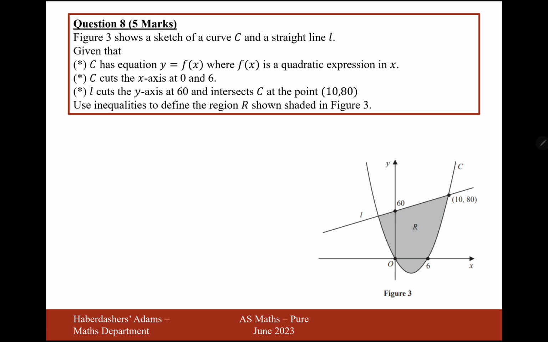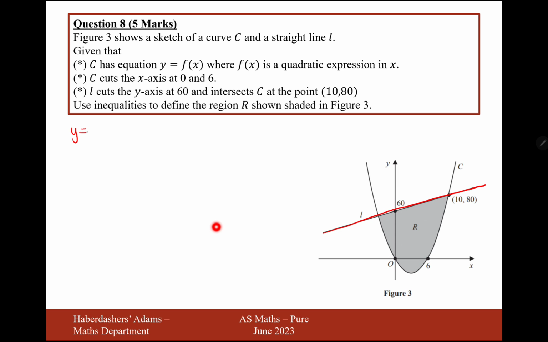So what we need to be able to answer this question is, what is the equation of that straight line? What is the equation of the quadratic? And then we can say it's below the straight line and above the quadratic. So I'm going to start off with the quadratic. We know that it has intercepts at 0 and 6.